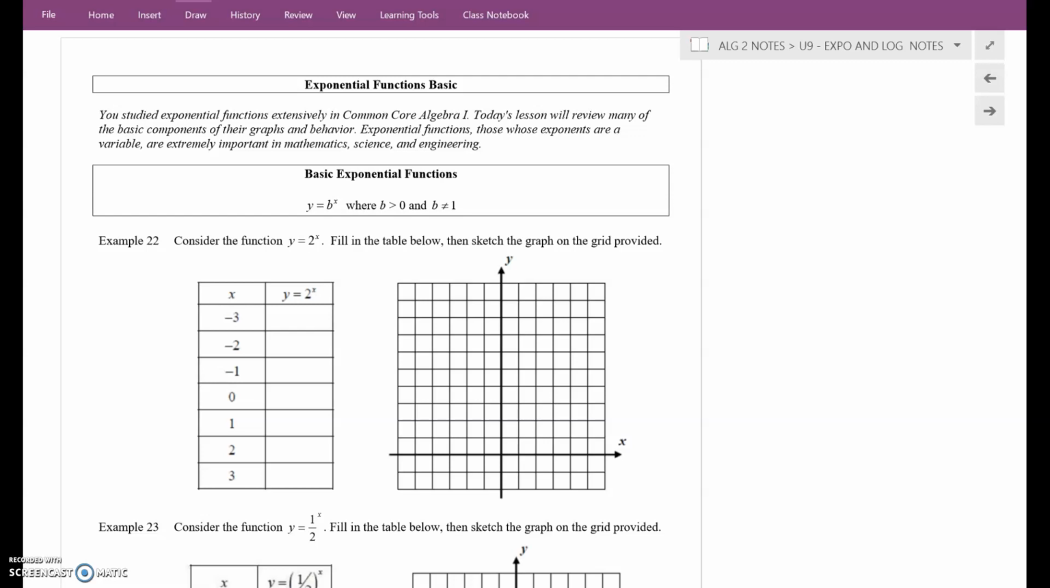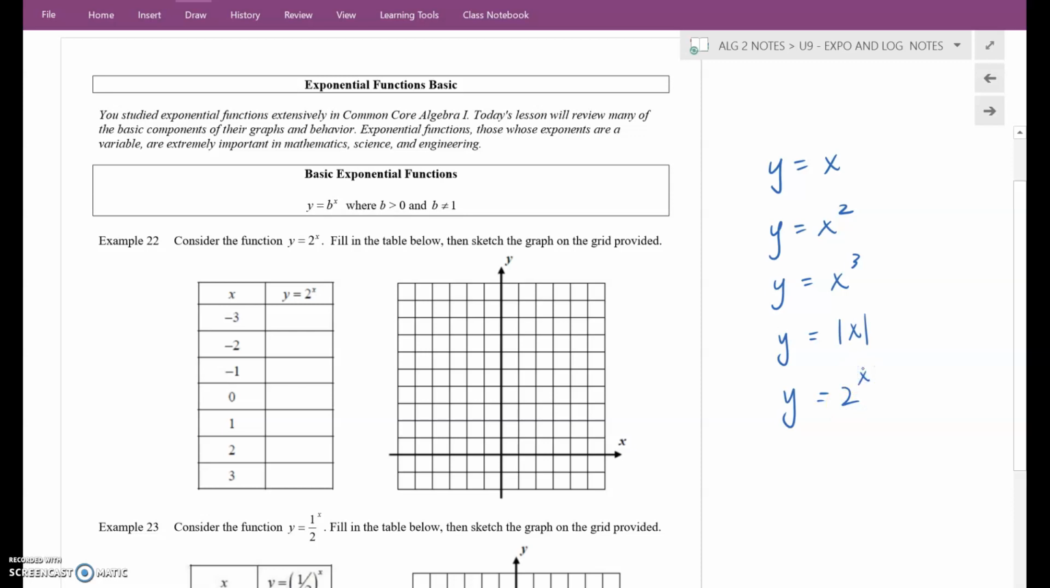Okay, so we've talked in the past about parent functions. The parent function for a standard linear equation is just y equals x. For quadratics, it's y equals x squared. For cubics, it's y equals x to the third. And then we even talked about the absolute value function. Here's the parent function for exponentials, y equals 2 to the x.